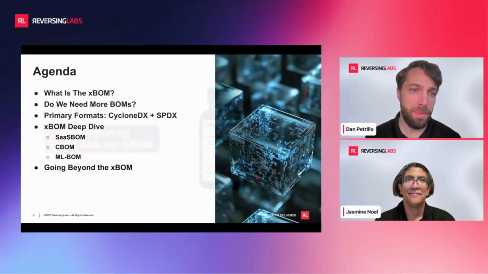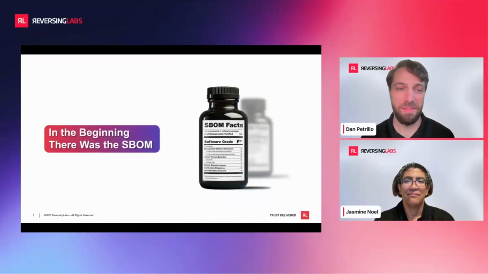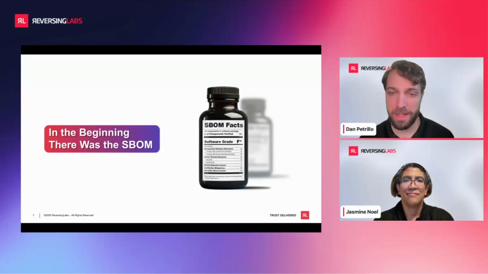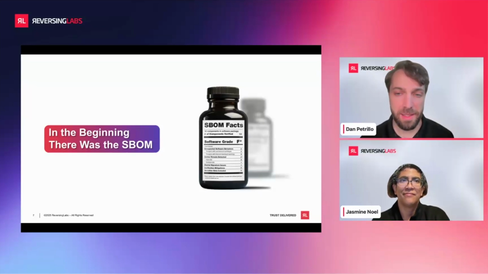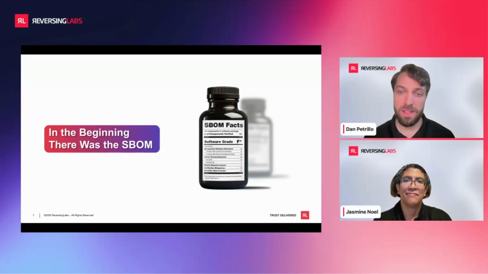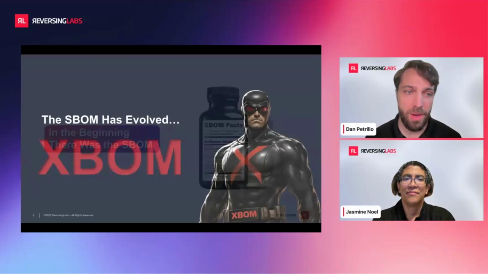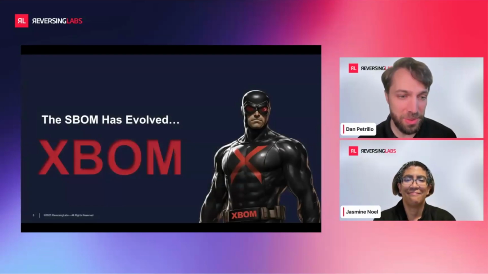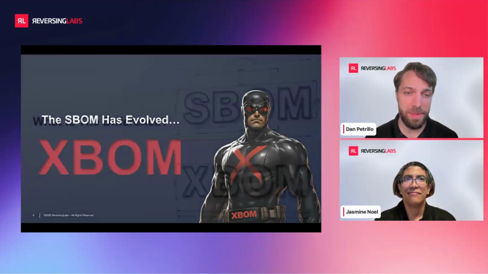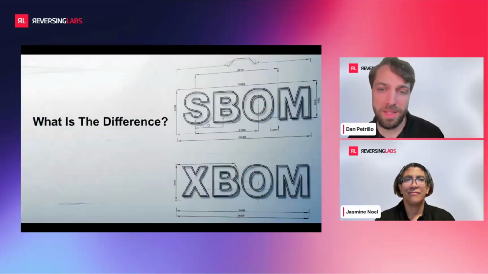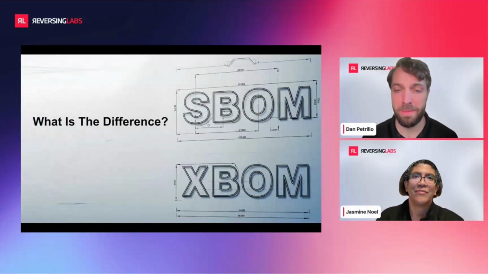So in order to frame up what is the xBOM, let's level set even further on the SBOM. In the beginning there was the SBOM, the software bill of materials, which is effectively a list of ingredients within a software binary. It's useful to have this, but it has its limitations. One is that there are things that software packages contain or that they reach out to, services they leverage, that are not within the scope of the SBOM, which is why the SBOM has evolved into the xBOM. And with that, Jasmine, could you tell us a little bit about the difference between the SBOM and the xBOM to help us understand what the xBOM really is?